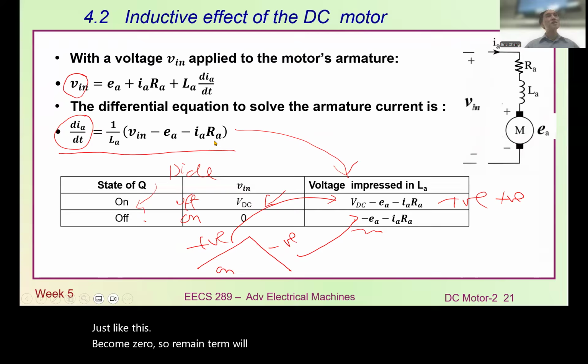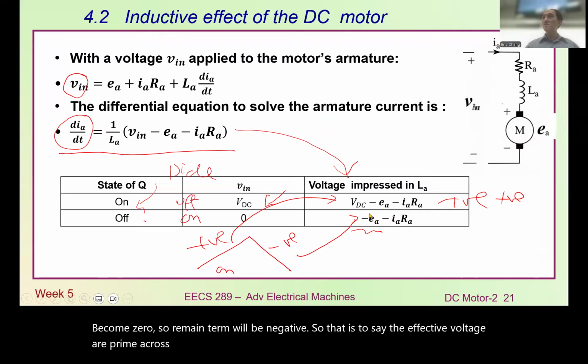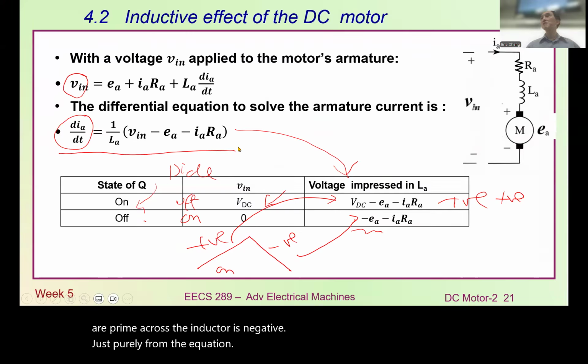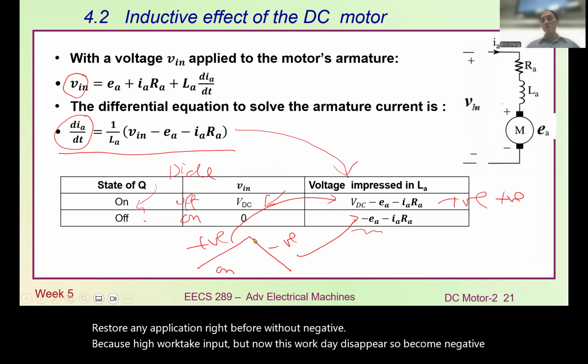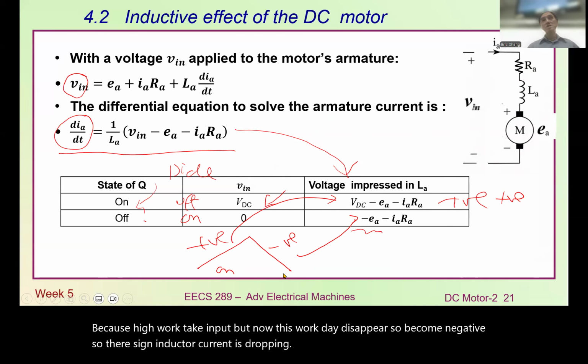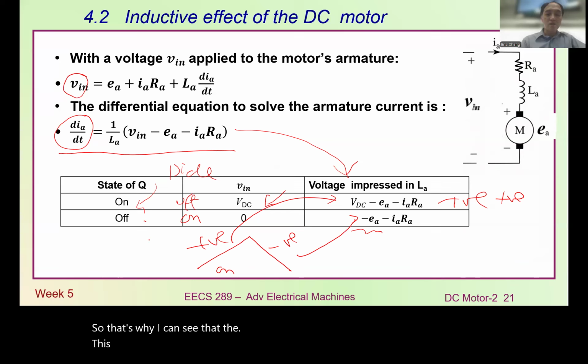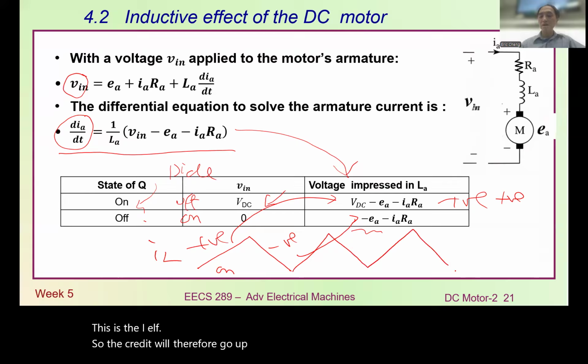So the effective voltage applied across the inductor is negative, purely from the equation, without any ambiguity. Before, it's not negative because we have a high voltage input, but now this voltage disappeared, so it becomes negative. That's why the inductor current is dropping. So I can show that this is the IL. The current will therefore go up and down in this manner.